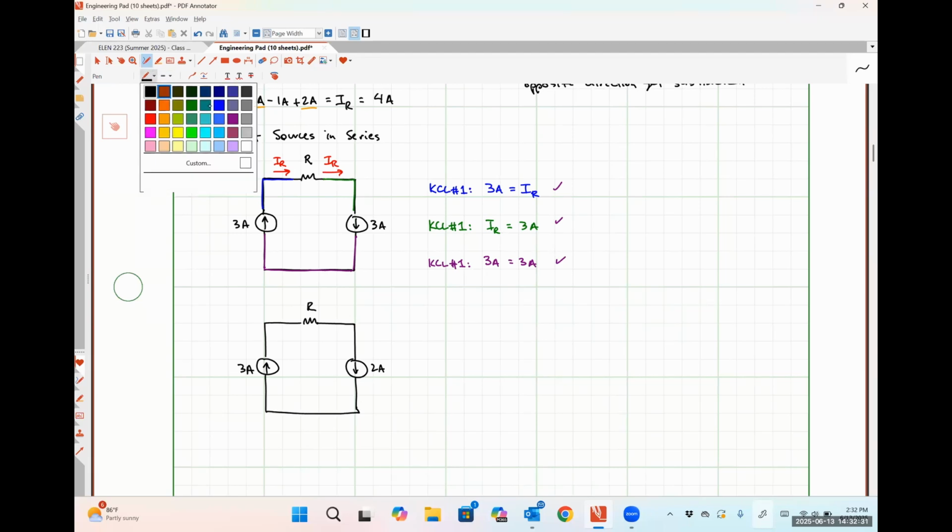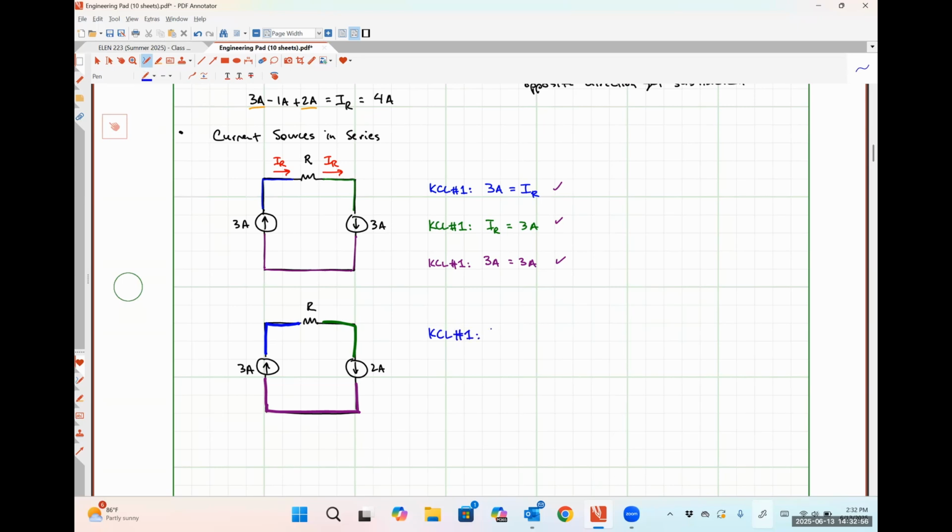Once again, dealing with a blue, green, and purple node. I know this is utter overkill because you guys can already see how it's broken. We would wind up having the expressions 3 amps is equal to IR. I guess I should label that IR. My apologies.